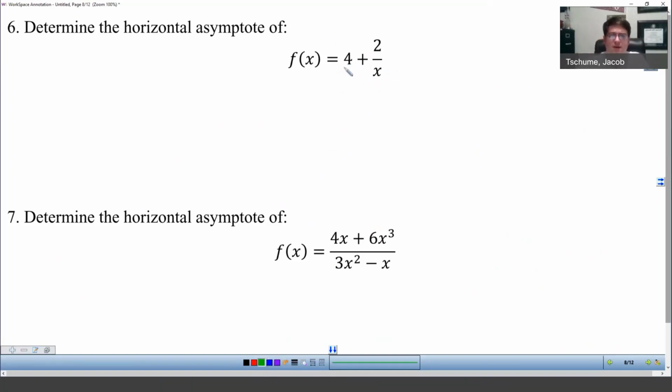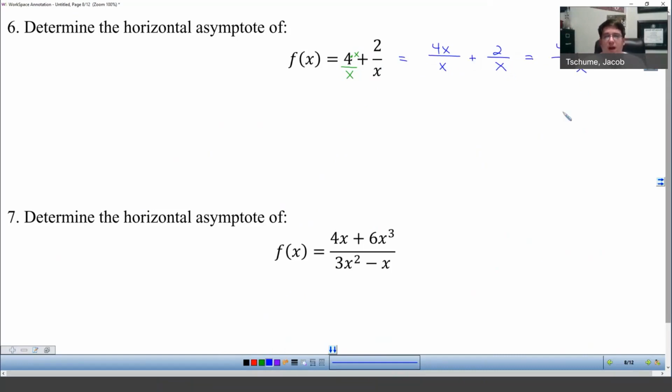So to make the denominators the same, I'm going to put an x below the 4, but to do that, I have to put an x on top to make it match. This will now give me 4x over x plus 2 over x. I can now put those together, and I have a new problem, which is 4x plus 2 divided by x.